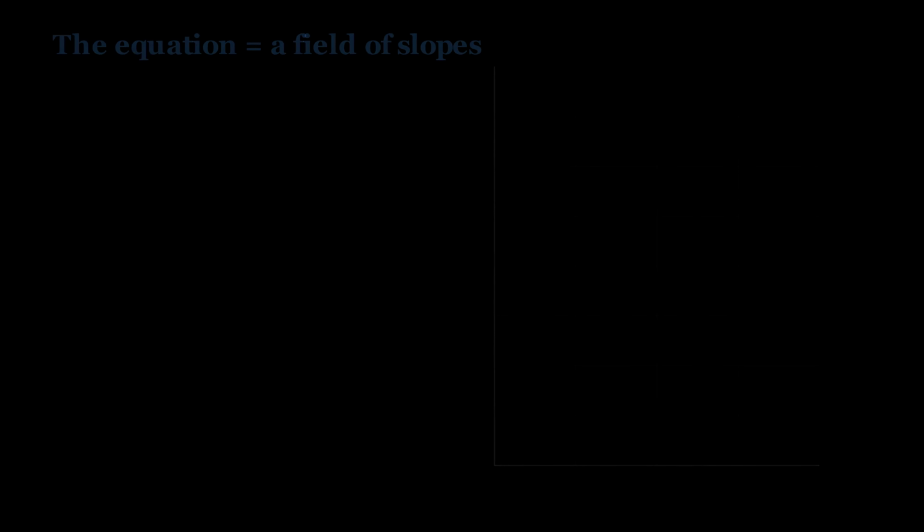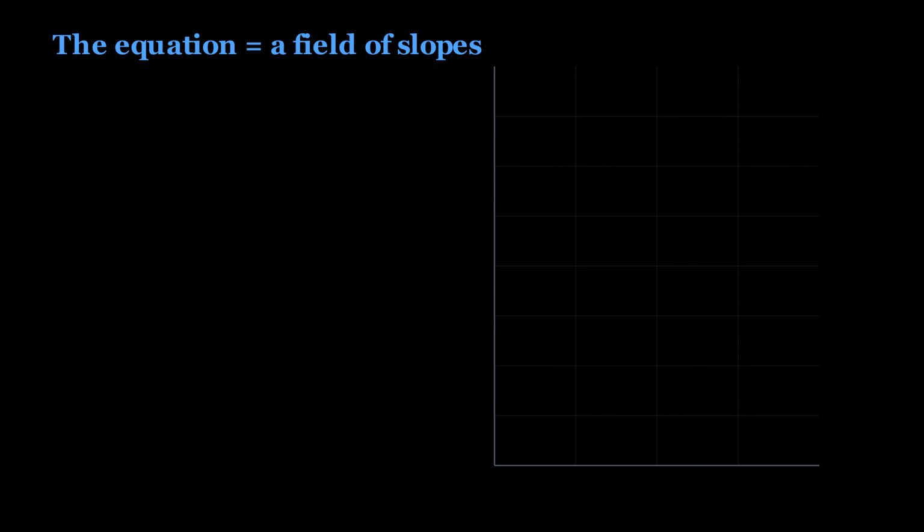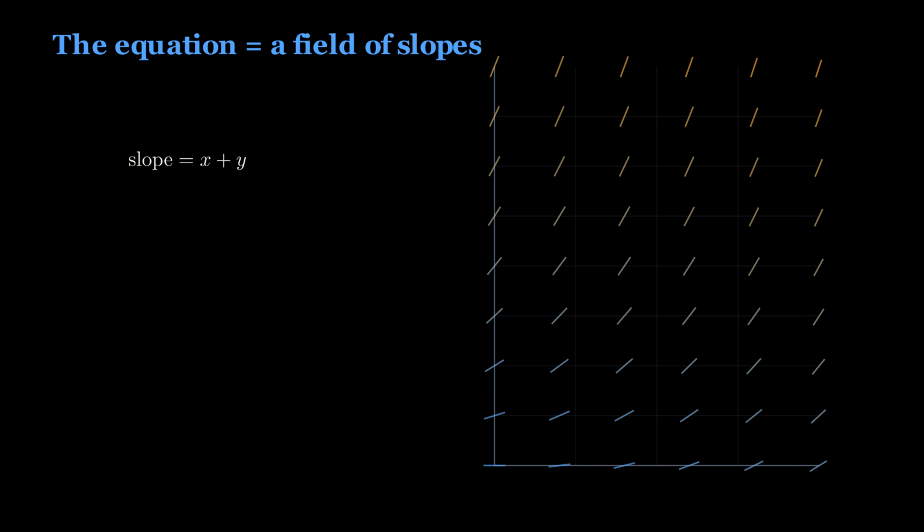At every point, the equation gives a slope, so we draw a tiny dash there. Blue where it's gentle, gold where it's steep. Fill the whole plane and a hidden structure appears.